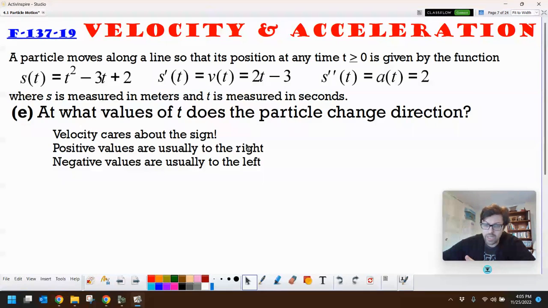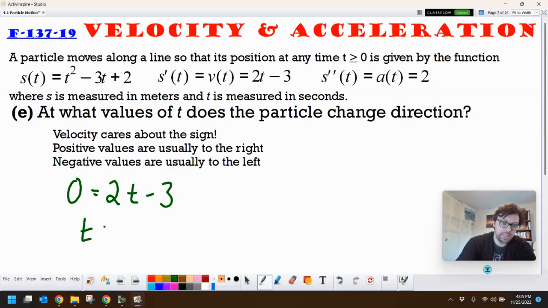A good way to check that is to see when it equals 0. Time t equals 3 halves. Now, if we had gotten any negative answers, we would have ignored that because this is only when t is greater than or equal to 0. So that would be the time that its velocity is 0.